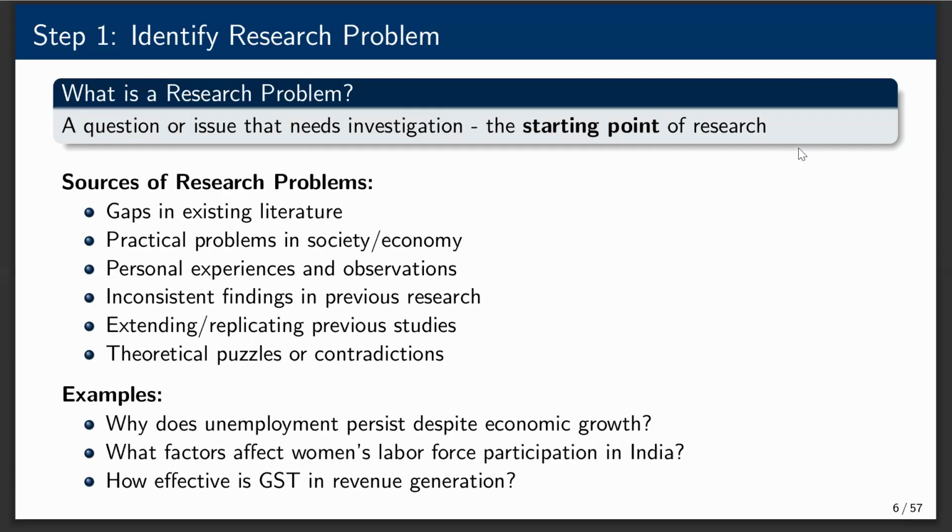Then practical problems in society and economy. Then personal experiences and observations. Inconsistent findings in previous research. Then extending or replicating previous studies. Then theoretical puzzles or contradictions. So these are the different sources of research problems, right?